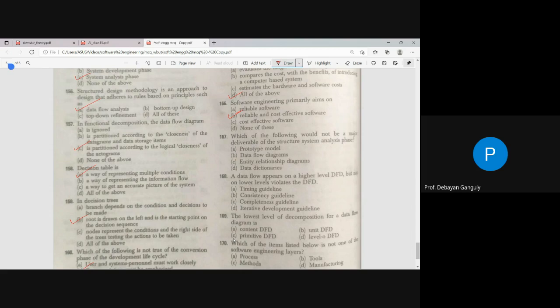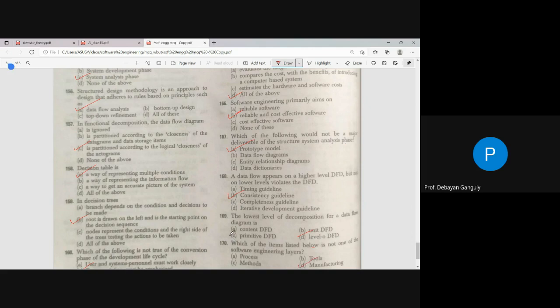Which of the following would not be a major deliverable of the structured system analysis phase? That is the prototyping model, that will start from coding. A data flow appears on the higher level DFD but not on the lower level. So for DFD, that is a consistency guideline. The lowest level of documentation of a data flow diagram is level 0 DFD. Which of the items listed below is not one of the software engineering layers? Process, tools, methods, and the thing is manufacturing. That is not a software engineering layer.